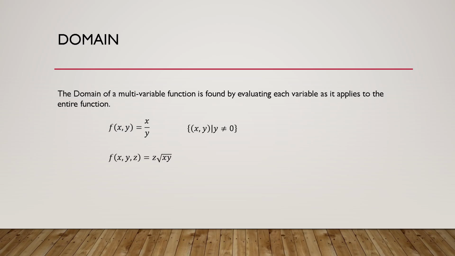Since we know that a square root cannot be calculated on a negative number, it means that x times y must be greater than or equal to 0. Therefore, the domain of the function is a set of all x, y's, and z's such that y is greater than or equal to 0 and x is greater than or equal to 0, or y is less than or equal to 0 and x is less than or equal to 0.